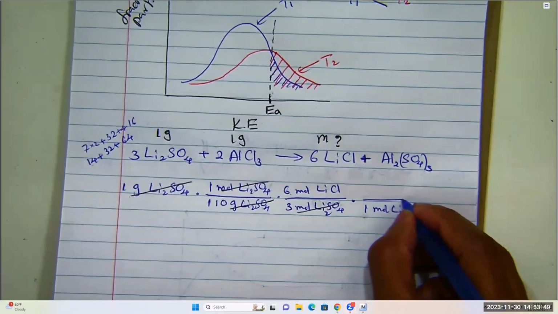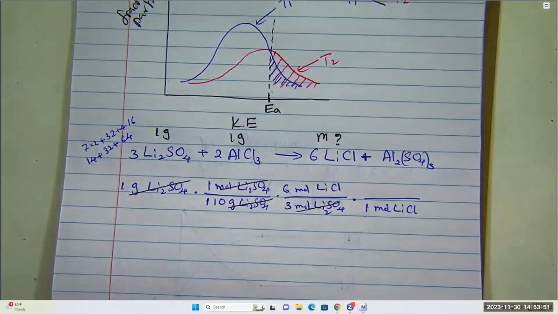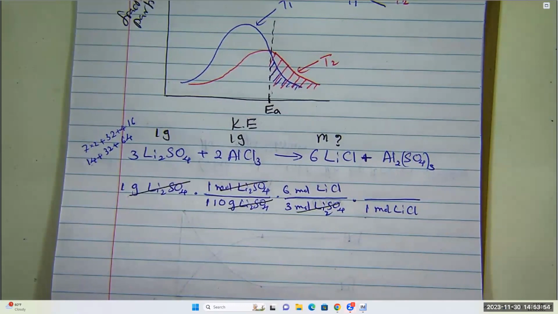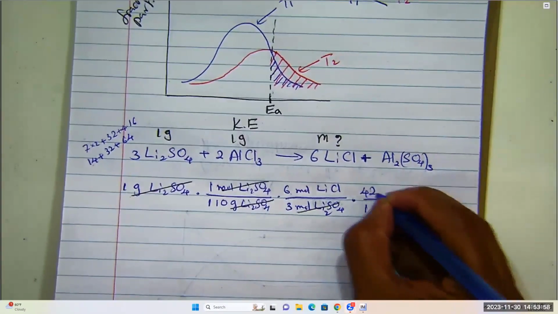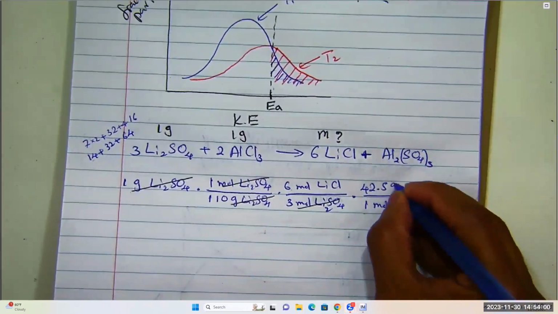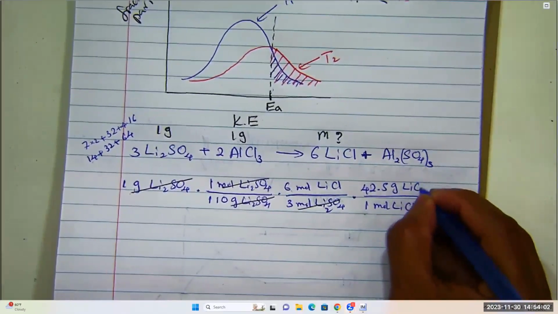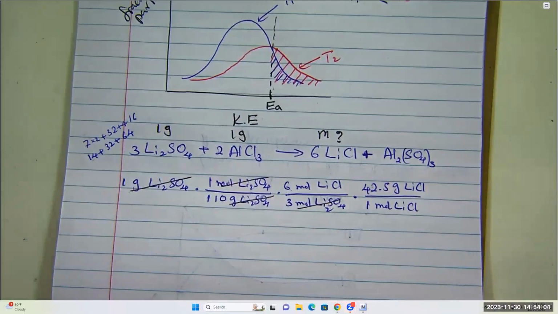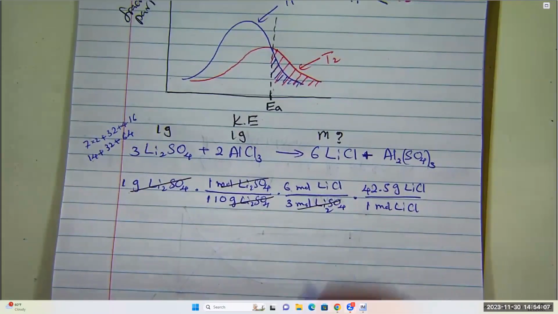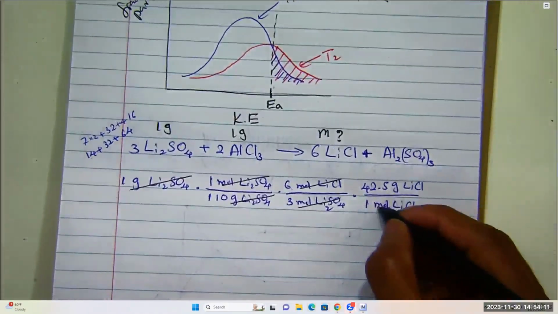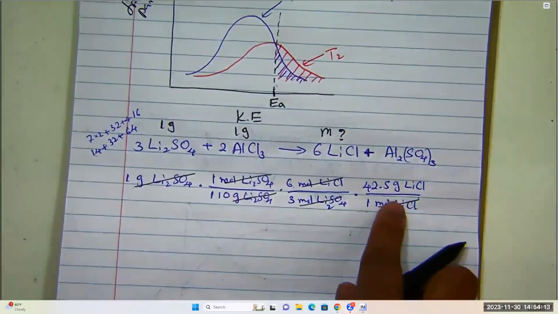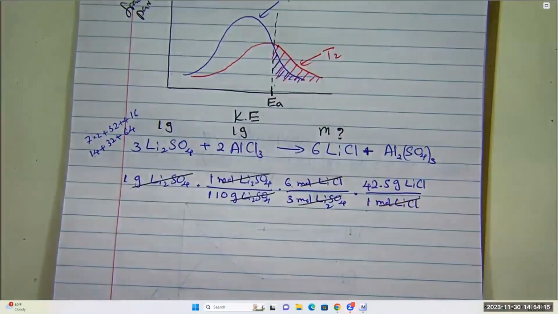And then I know 1 mole of lithium chloride has the mass of 35.5 plus 7, 42.5. Let's call it 42.5 grams of lithium chloride. Can somebody verify it? Is molar mass correct? Okay, perfect. Thank you. And then we see that I am now canceling out the moles of lithium chloride with moles of lithium chloride. I'm going to get my answer in grams of lithium chloride.